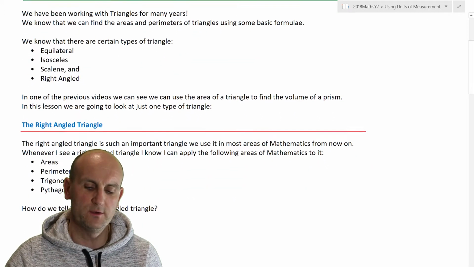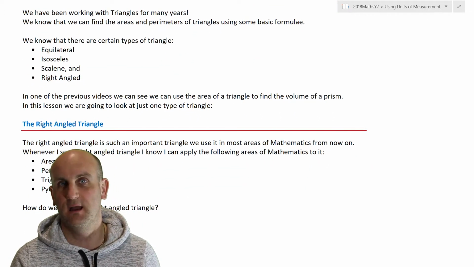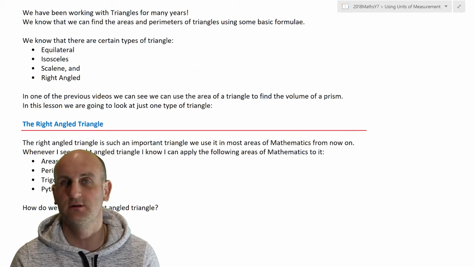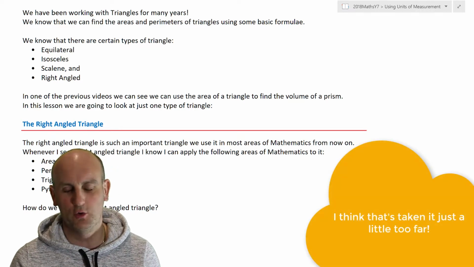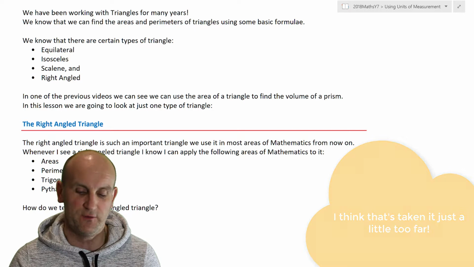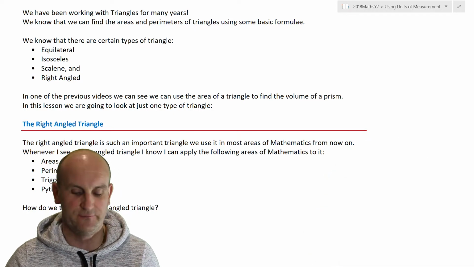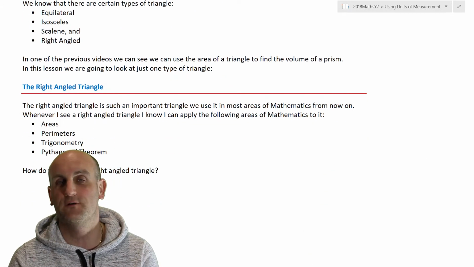Now look, we've been working with triangles for many, many years. I couldn't even tell you from when. Year 5, maybe year 4, probably from as soon as you could talk mathematically. And we know that for triangles there are all sorts of things we can do. We can find the areas, we can find perimeters of triangles using pretty basic formulae. We know there are different types of triangles.